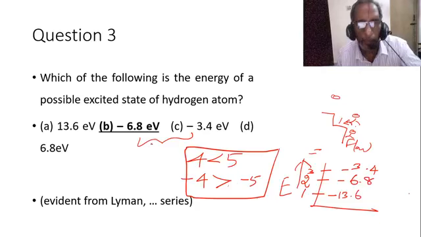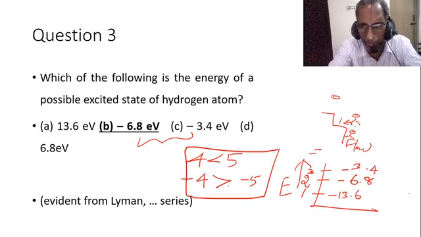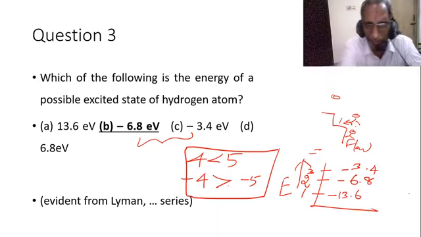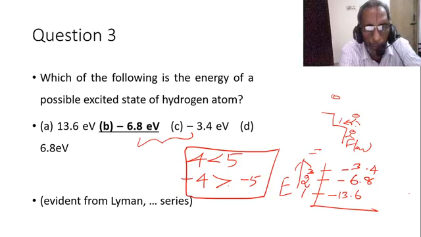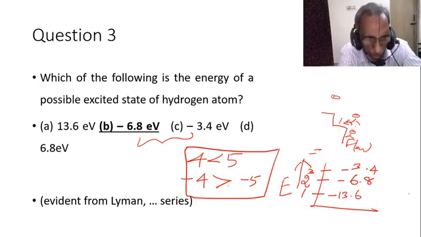This question we have seen last class, and it has also been worked last class. Which of the following is the energy of the possible excited state of hydrogen atom? Energy values are given, but we have seen that the energy of an electron in its orbit is always negative. So positive values are not considered here. A and D choices are ruled out.